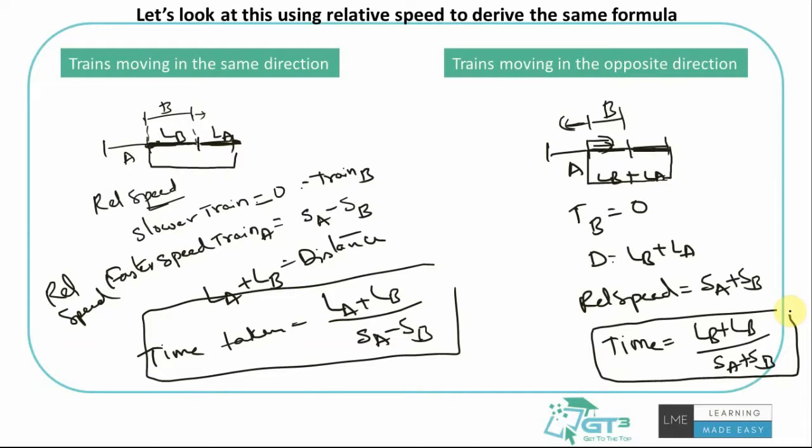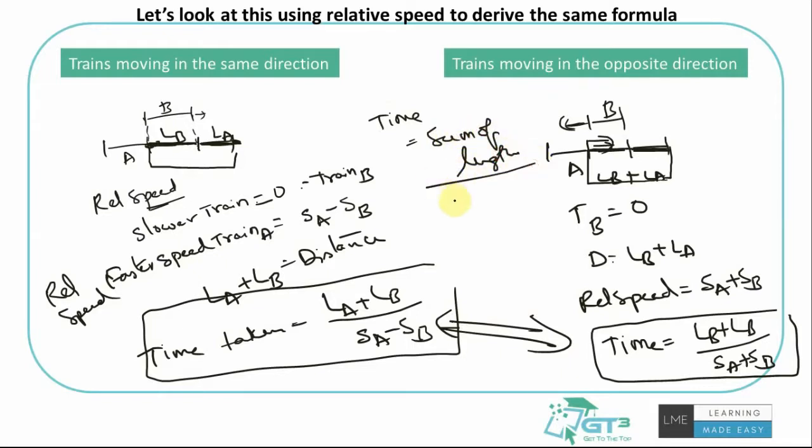A very important thing that you need to remember is these two sets of formulas. Fundamentally, you just need to remember this: the time taken to cross will be the sum of lengths by the relative speed, or net speed, which is calculated by adding or subtracting depending on whether the trains are moving in the same direction or in the opposite direction.